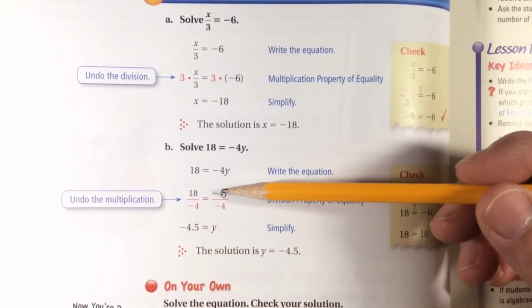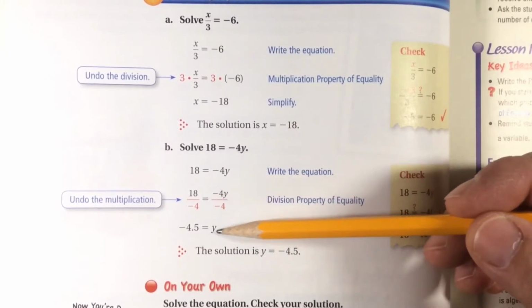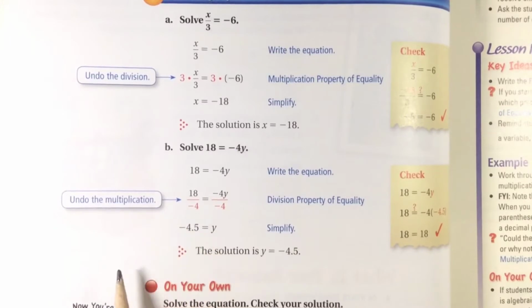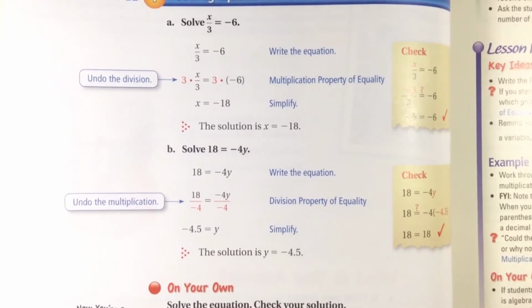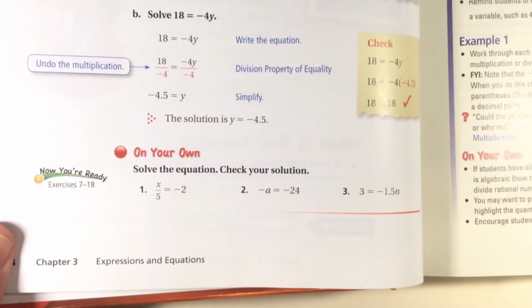Now on this side, the right-hand side, the side with the variable on it, we'll be left with just y. And over here we have 18 divided by negative 4. Well, different signs, so it's negative, and 18 divided by 4 is 4.5. So the solution is y equals negative 4.5. So if you were multiplying, you divide. If you were dividing, you multiply. Here are 3 to do on your own.